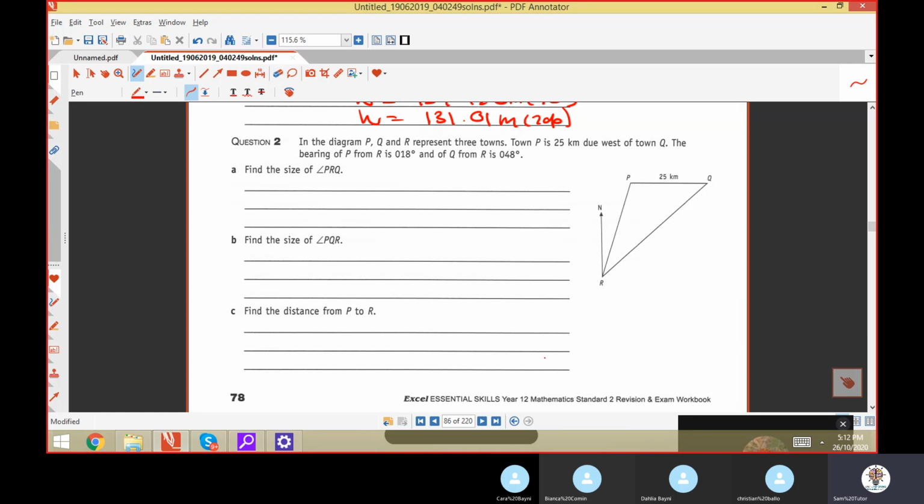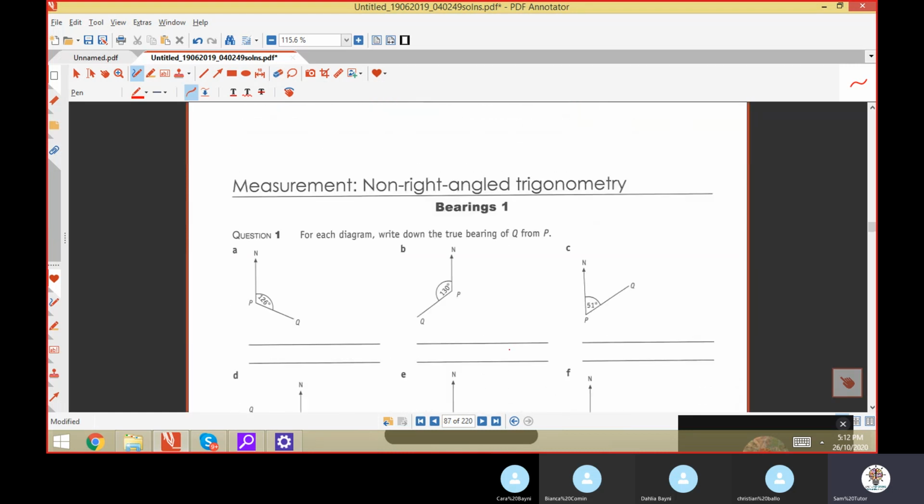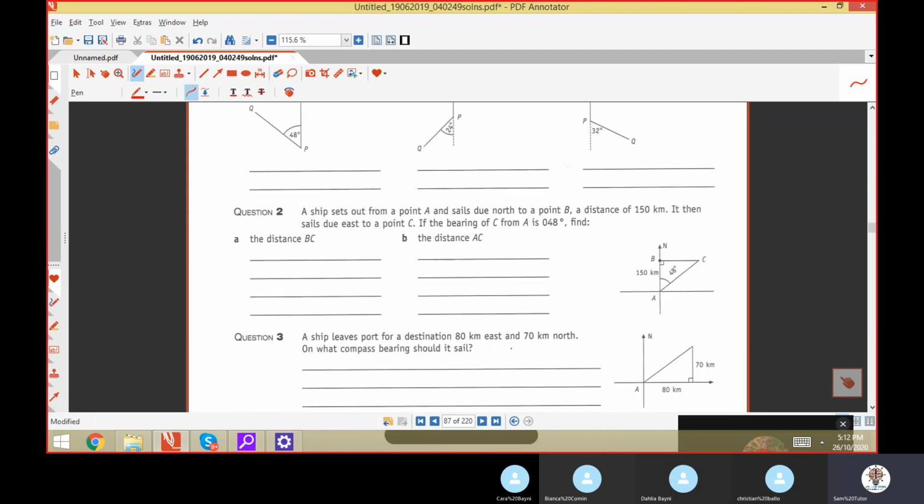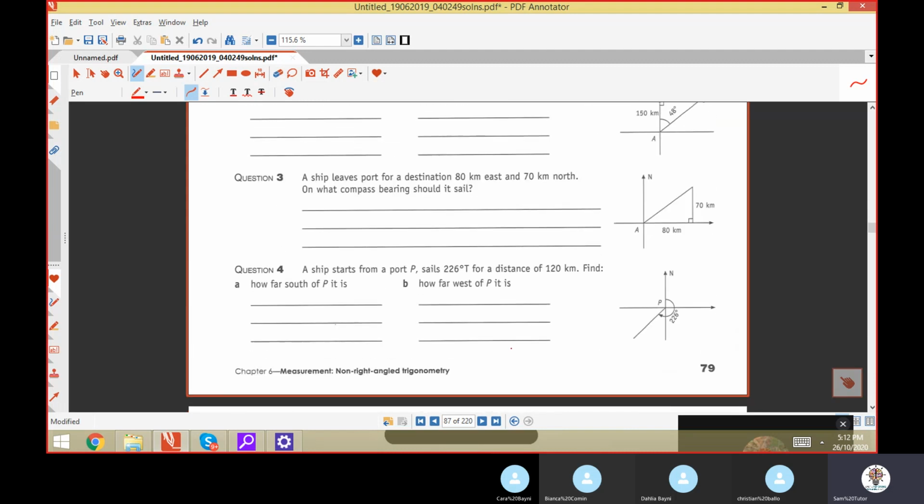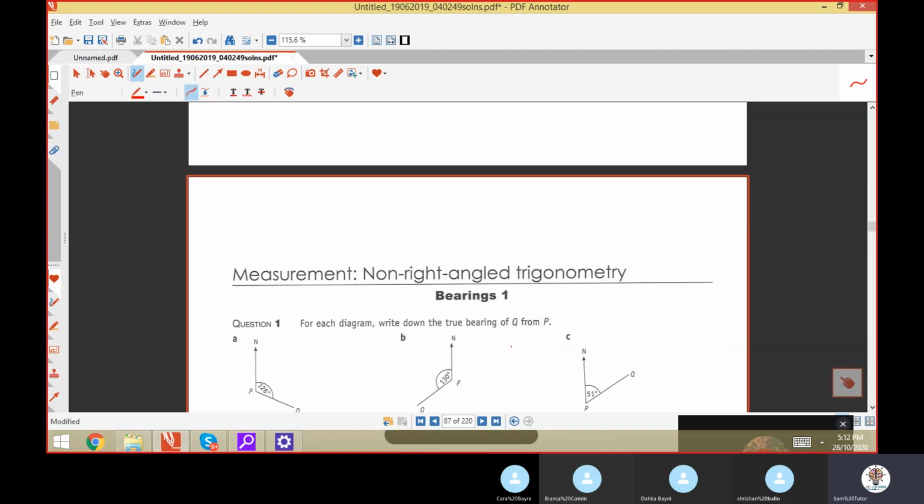What kind of question do you get? It's not on this page. I think the next page is kind of like that. Yeah, it's kind of like this. So would the true bearing be like? True bearing is like you just find the angle.